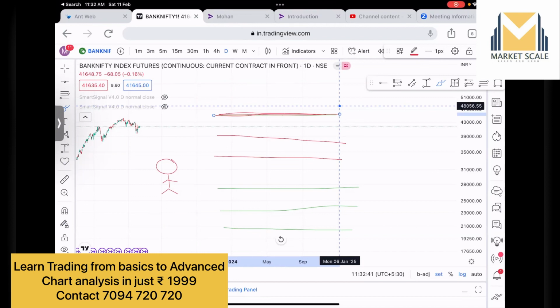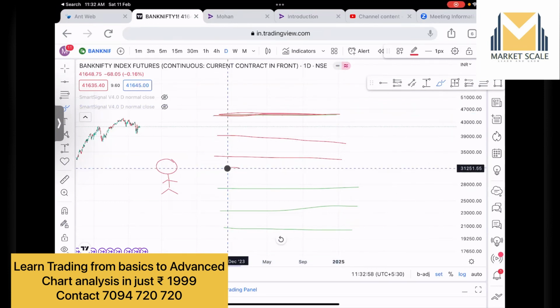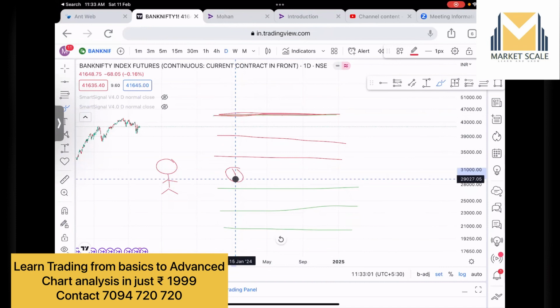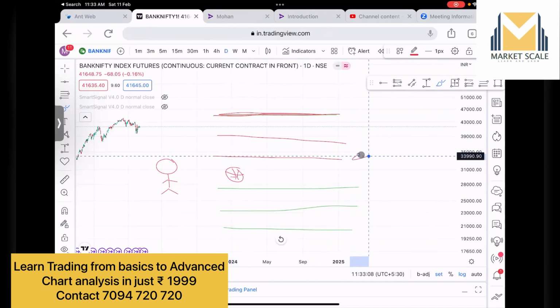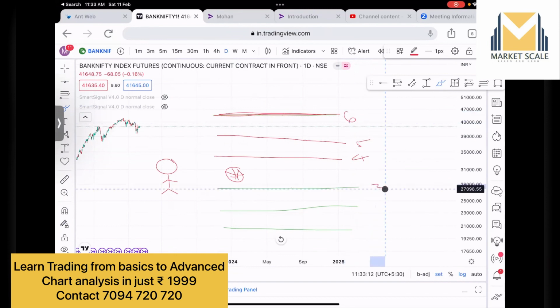Deepak, your view? For me, support and resistance are like the floor and the ceiling. When the price goes down, it touches the floor and bounces back, and when it touches the roof, it comes down. It's simple, like a bouncing ball, as you've drawn. A ceiling and a floor.